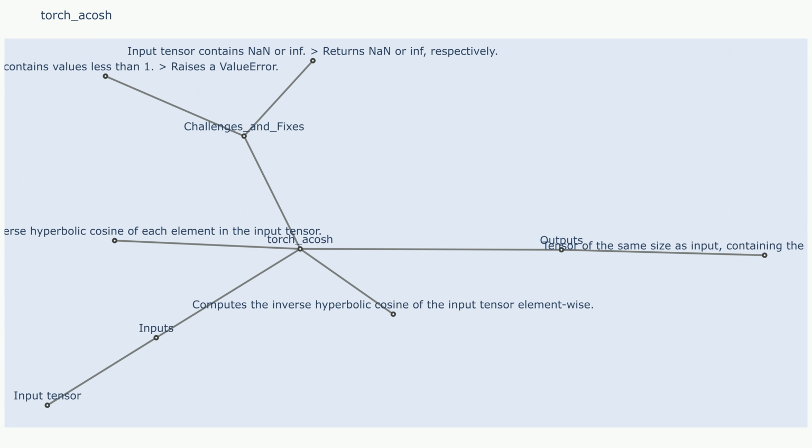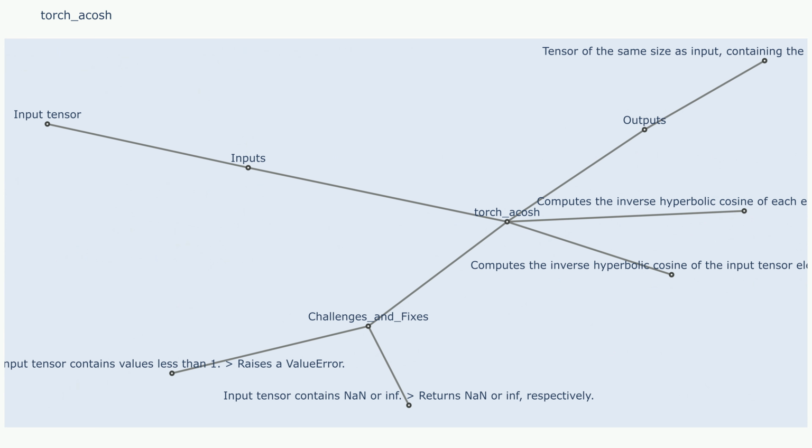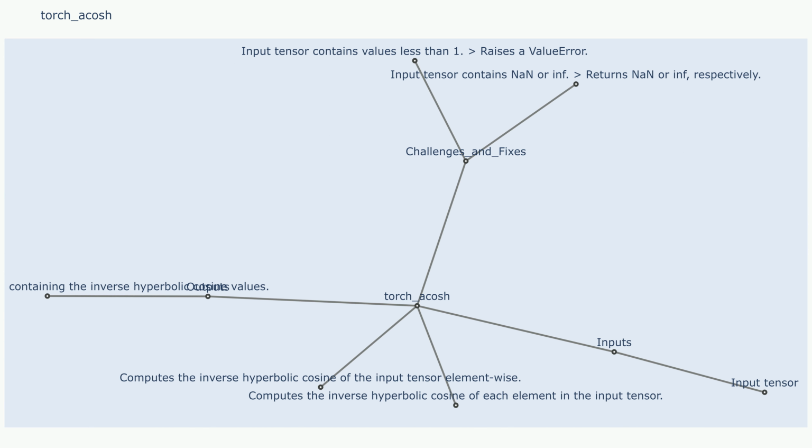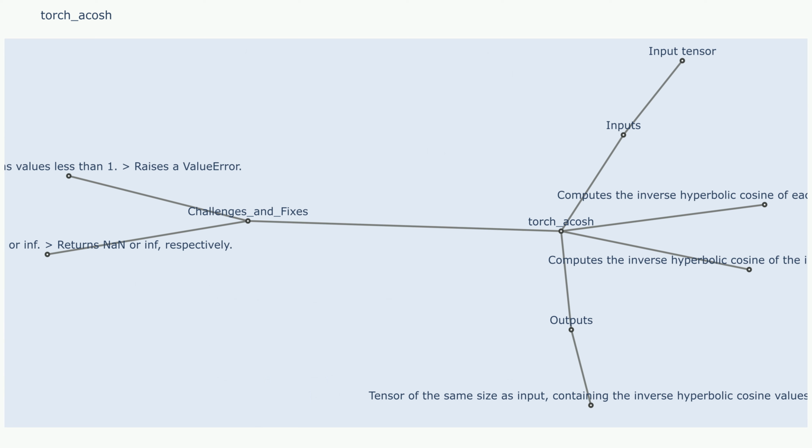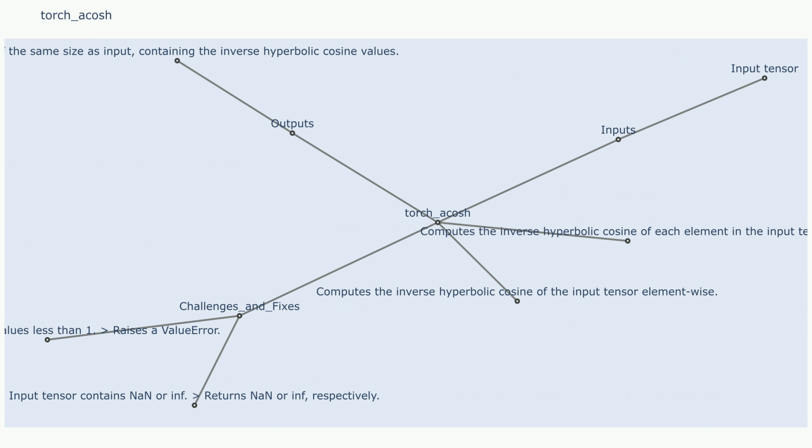Sample use case that resulted in challenge 1: input = torch.tensor([-2.0, 0.5, 1.0, 2.0]). Fixes to challenge 1: ensure the input tensor contains values greater than or equal to 1. You can use clamping to achieve this: input.clamp(min=1.0).